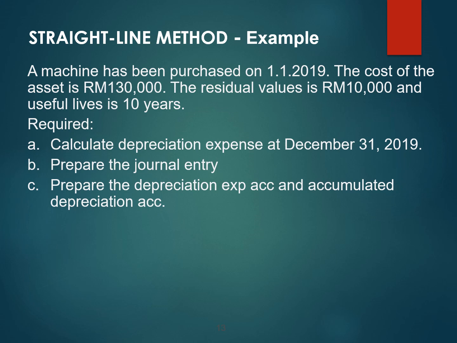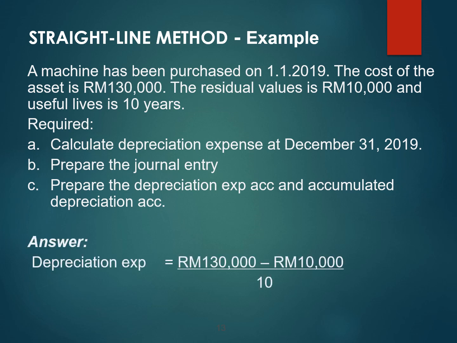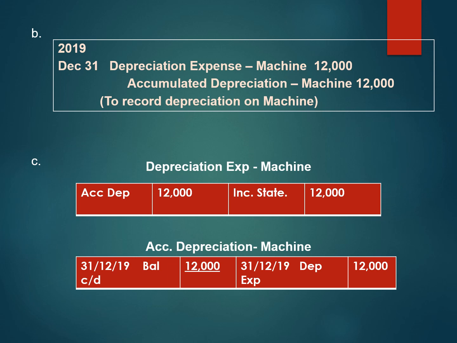So let us do together to answer the A question. So depreciation expense yearly is you take the cost minus the residual values and over 10 years as useful life. So we get 12,000 ringgit. The answer for B is we debit the depreciation expense machine as our fixed asset 12,000 and credit accumulated depreciation machine 12,000 on December 31st. And don't forget to write the explanation, record depreciation on machine.